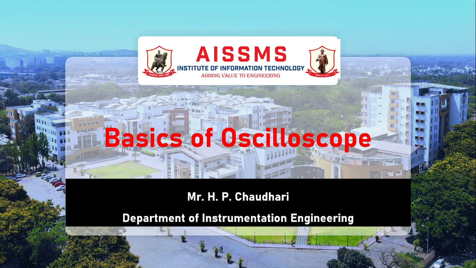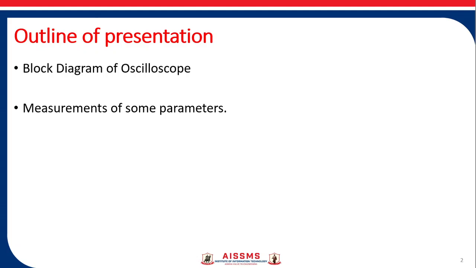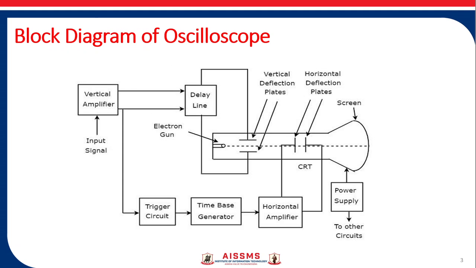Now let us discuss about the block diagram of CRO and measurements of some parameters by using CRO. So first we will see the block diagram of CRO. This is the block diagram of CRO as shown in figure. This oscilloscope consists of set of blocks. Those are vertical amplifier, delay line, trigger circuit, time based generator, horizontal amplifier, cathode ray tube, and power supply. Now let us discuss the function of each block of CRO as given in this particular block diagram.